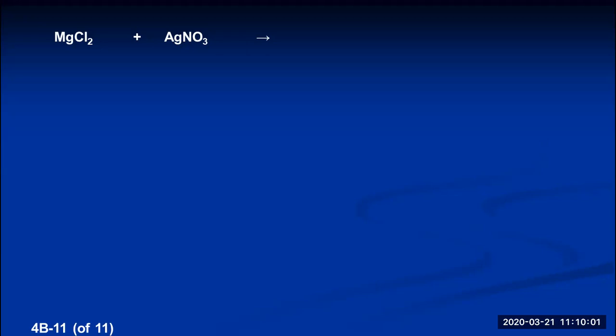When you switch the partners, magnesium will go with nitrate. Magnesium ions are +2, nitrate ions are -1. The formula is Mg(NO3)2. Silver will go with chloride. Silver ions are +1, chloride ions are -1, so the formula is AgCl. So these would be the correct formulas of your 2 products.